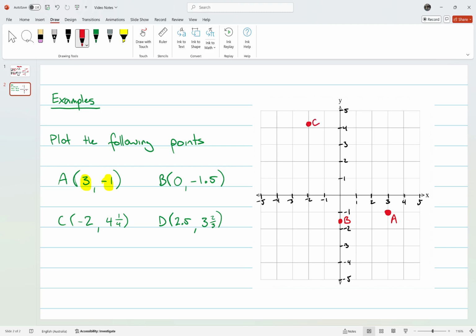And then lastly, D is at (2.5, 3 2/3), so we're going across to 2.5, that's halfway between 2 and 3, and then up to 3 2/3. So 3 2/3 is kind of like 0.66666, so probably just above halfway. So we go up to 3 and just a bit above that, 2.5, 3 2/3, and we'll plot it about there, and we'll label that D. That's all it is for this one.